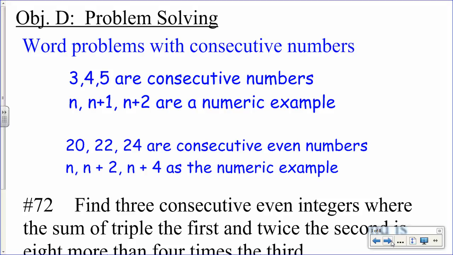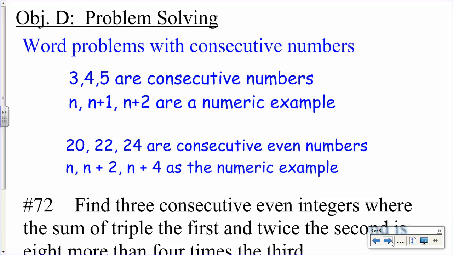So first of all, integers are the positive, negative whole numbers. But then you need to know what the word consecutive means. So what does consecutive mean? Yeah, one right after the other, or in a row. Okay, so think of consecutive as they have to be in a row. So for example, 3, 4, 5, those are consecutive numbers, or consecutive integers.